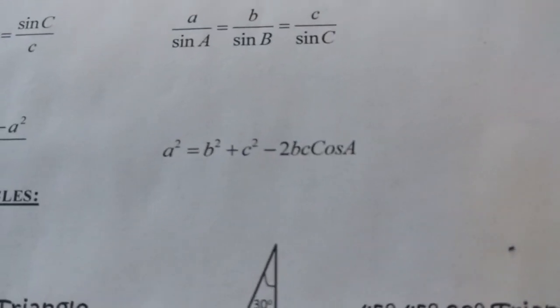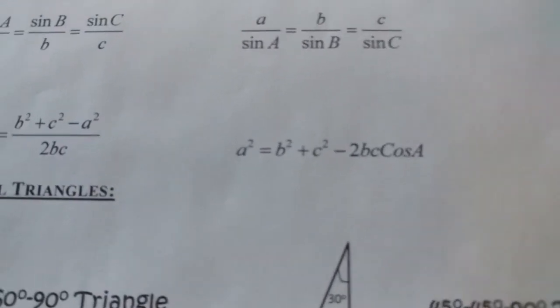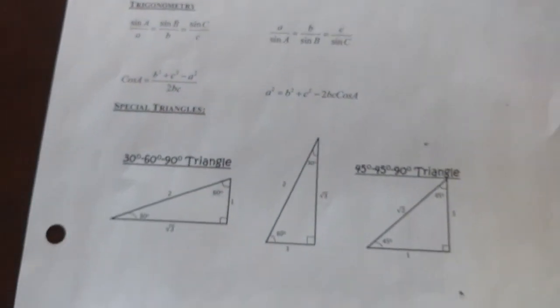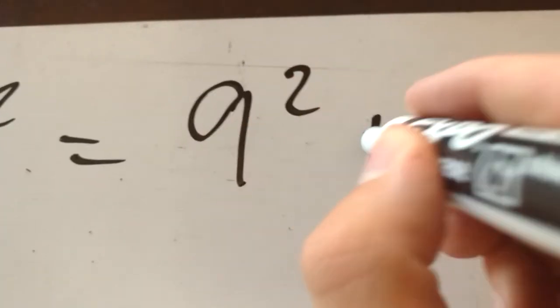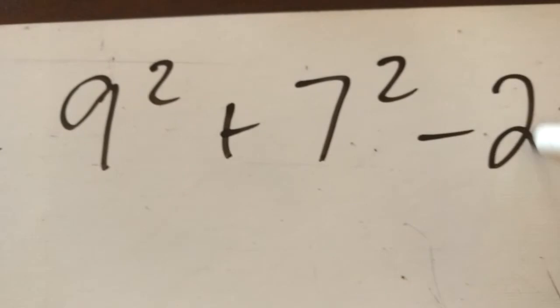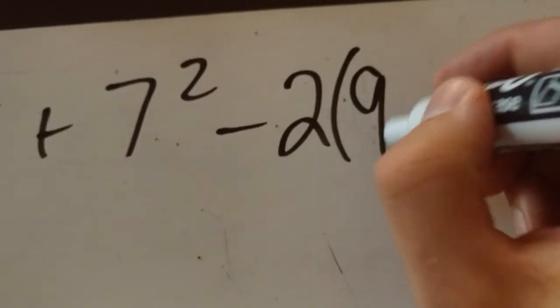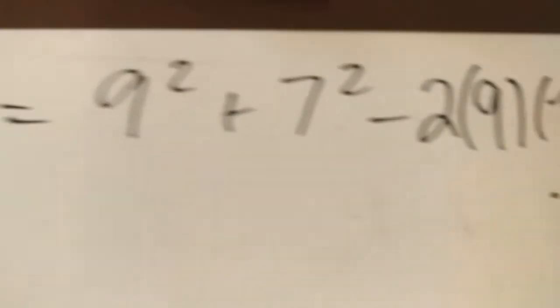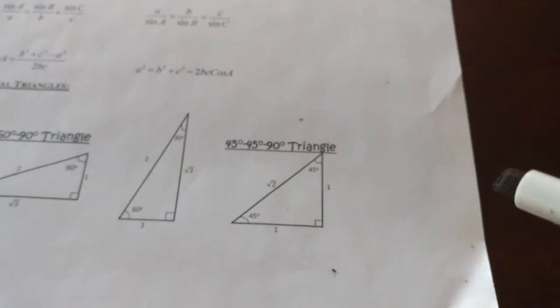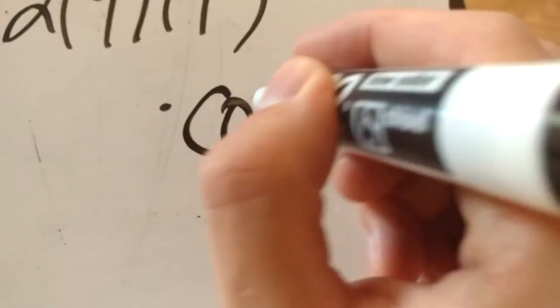This one is definitely going to be the one we want to use because it's looking for a side. A squared is talking about a side. So a squared is going to be our x. So we're going to say x squared equals b squared plus c squared. Those are just the other two sides. So we'll say it's 9 squared plus 7 squared minus 2 times bc, so times 9 times 7, and I'm just going to carry on the multiplication down here because I'm running out of room, times cosine of a, cosine being that angle you have in between, which is 110 degrees. So times cosine 110.